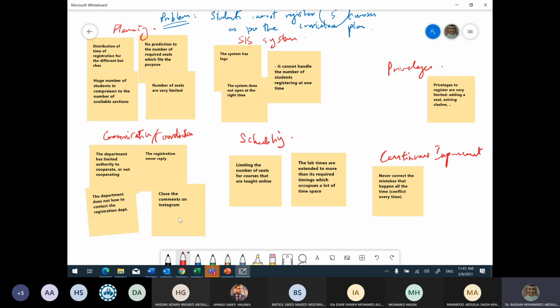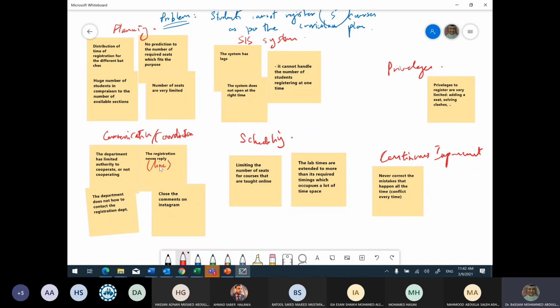Open the Instagram to hear the students' problems, because if you don't hear students' problems, how would you know where the problem is? And if you open a line for students to reply, but you don't reply to the line, that is another problem as well. Right? So you're closing one line, and your original line you're not opening it.